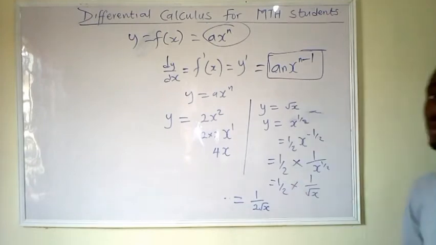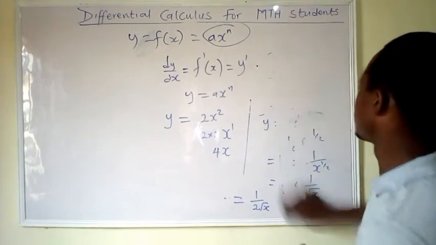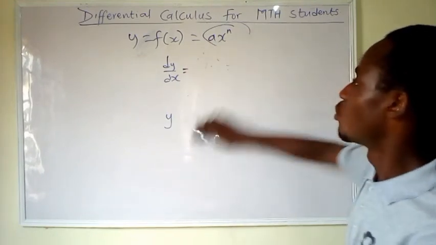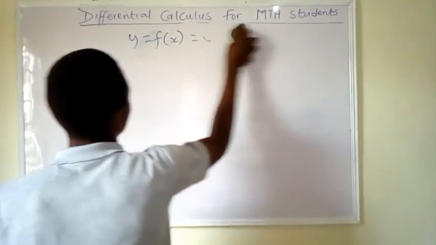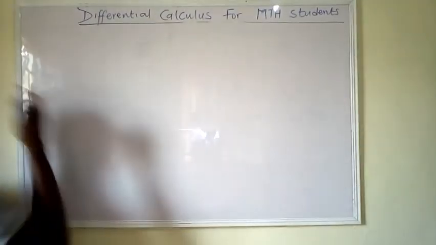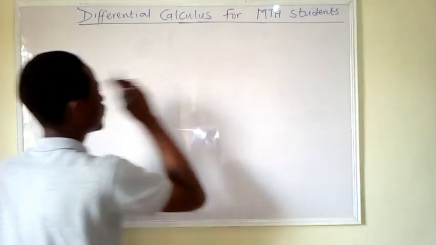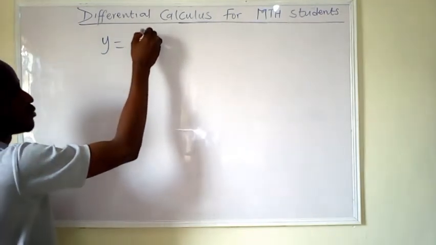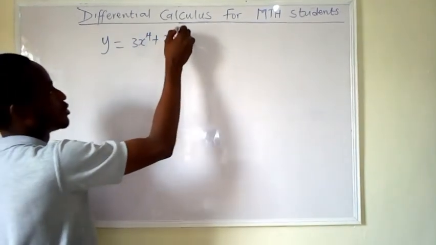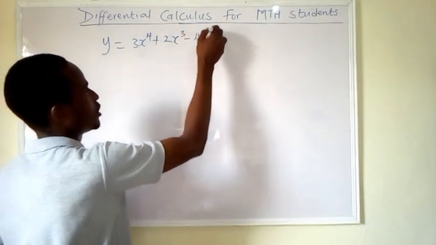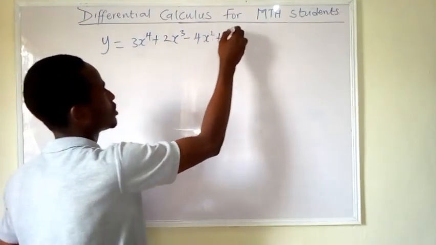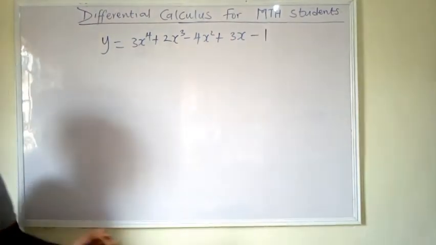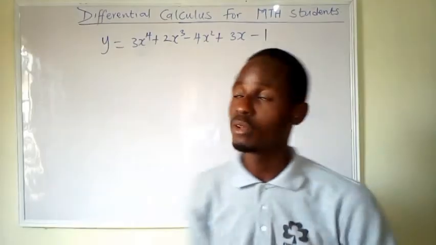So I think the formula goes a long way. So now, what is the use of this formula? Imagine I am to differentiate a polynomial. That is differentiation of polynomial. I am to differentiate the polynomial y equals 3x raised to power 4 plus 2x raised to power 3 minus 4x squared plus 3x minus 1. This is a polynomial. If I'm to do this from first principle, I'm going to take a lot of time.